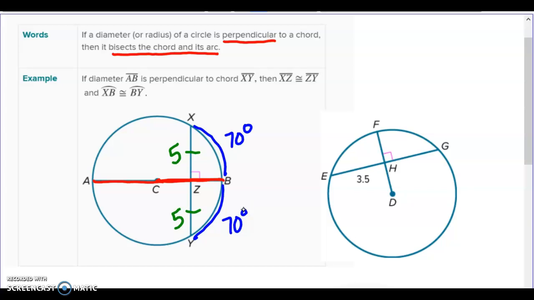So looking over here at this example, our radius here, F to D, is perpendicular to chord EG. So because it's perpendicular, that means that EG got bisected. So this piece would equal this piece, and I could put 3.5 in there. We would also know that if this arc up here was, let's say, 90 degrees, then this one over here would be 90 degrees as well.